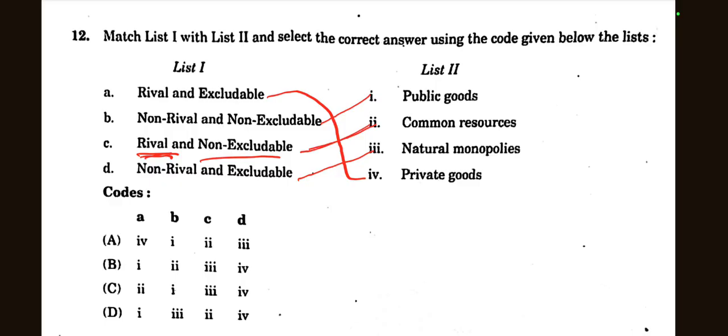So it is common resources, and non-rival and excludable is natural monopolies. Natural monopolies is non-rival, it means it is natural monopoly. So A is IV, B is 1, C is 2 and D is 3. Option A is the right choice here. According to question number 12, option A is the right choice.